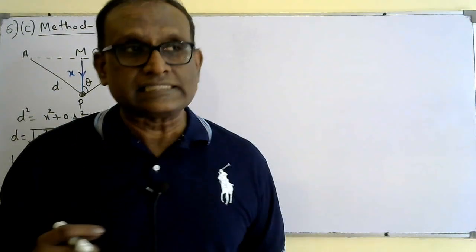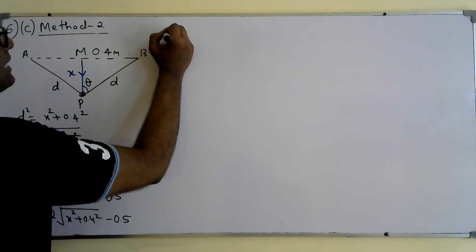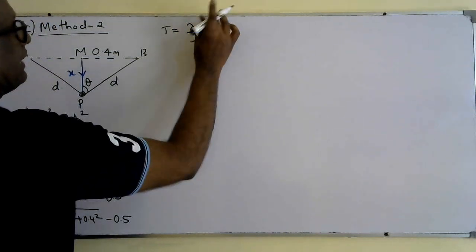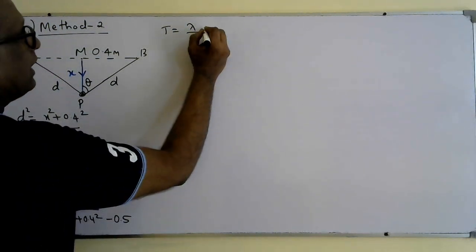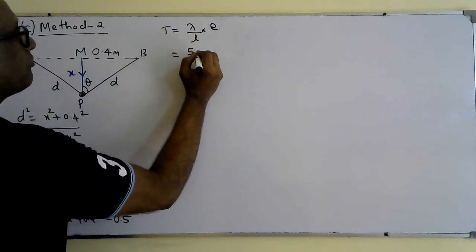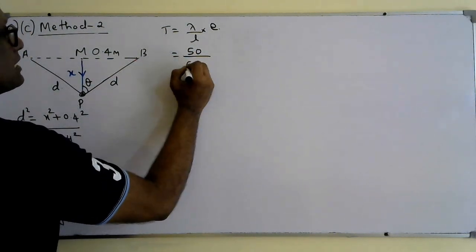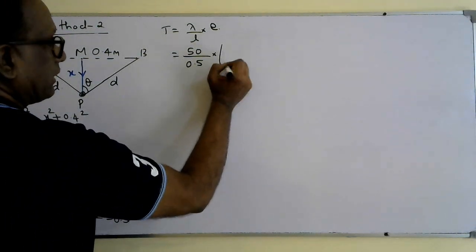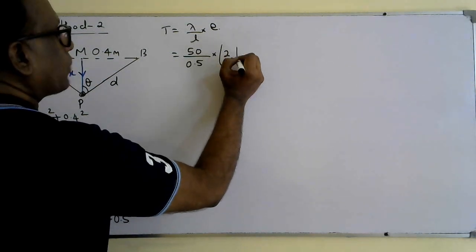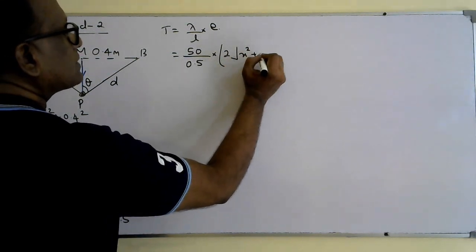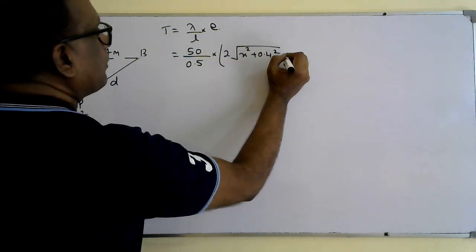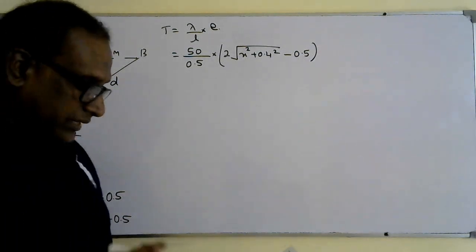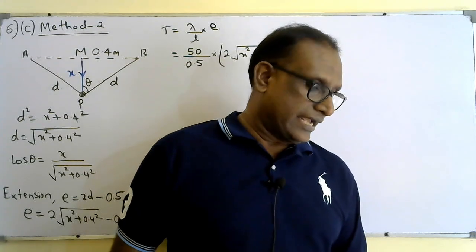Okay, so what could be the tension at this moment? The tension T is going to be lambda over L into E, we are using the extension E here. So lambda we know is 50, L we know is 0.5, into E, that is 2 in a bracket, 2 times the square root of x squared plus 0.4 squared minus 0.5. That is the tension. Okay, so I told you there will be a lot of working, but anyway we can do that.